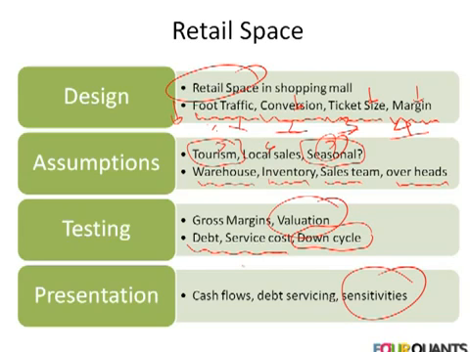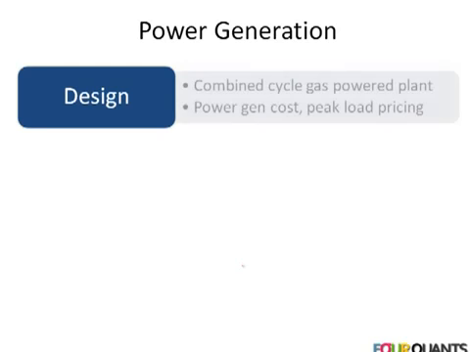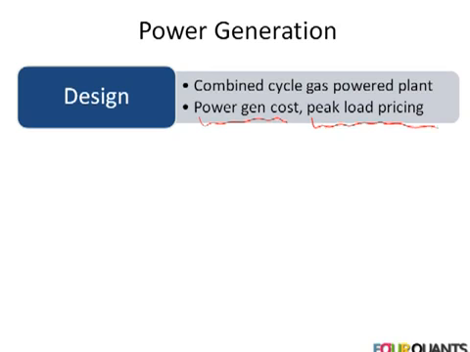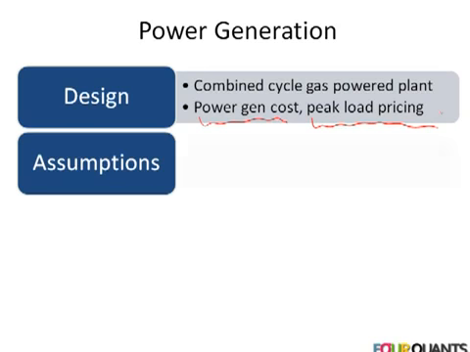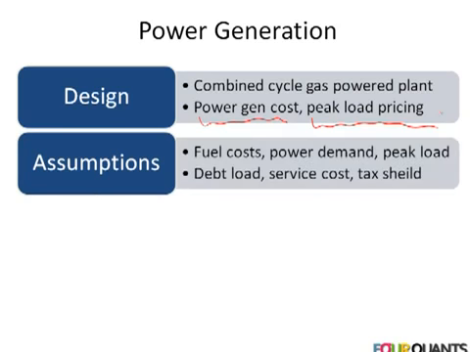If you extend the same approach and design principles to the power generation model, what are the primary design drivers? We're working with a combined cycle gas power plant, and what I'm primarily interested in is my power generation cost, and the peak load pricing that I can get for the power that I produce. From an assumption point of view, I'm interested in fuel costs, power demand, and the peak load that I would be asked to service.